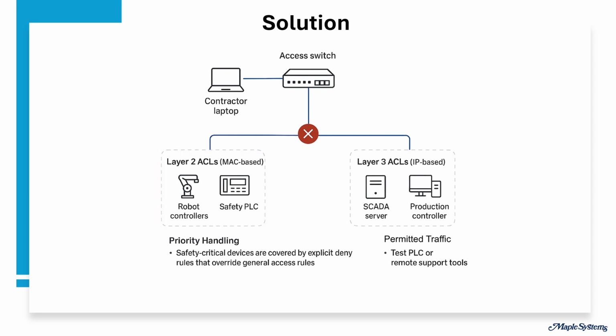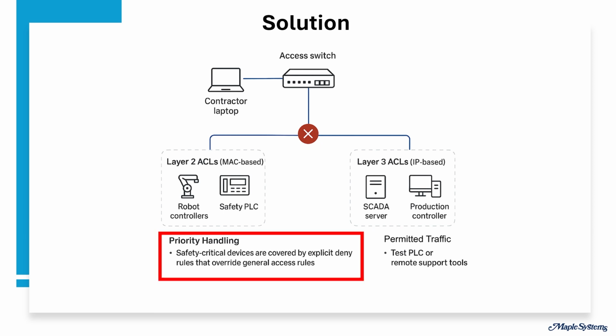And then at layer 3, which is IP address based, IP ACLs restrict contractor devices from sending traffic to sensitive IP subnets used by production controllers and SCADA servers. Permits are included for legitimate destinations such as a test PLC or remote support tools, ensuring authorized vendor work isn't interrupted. Then there's also priority handling.